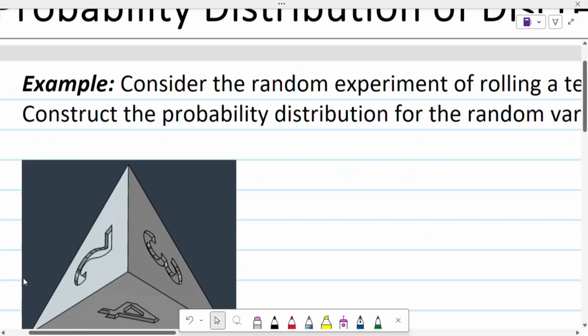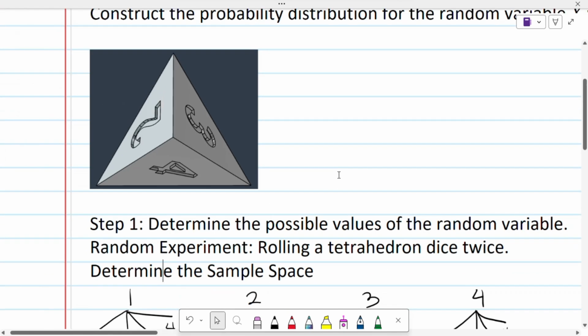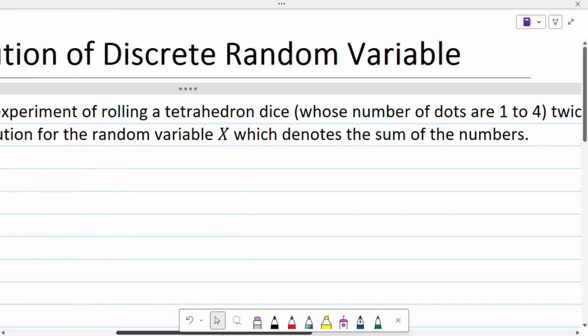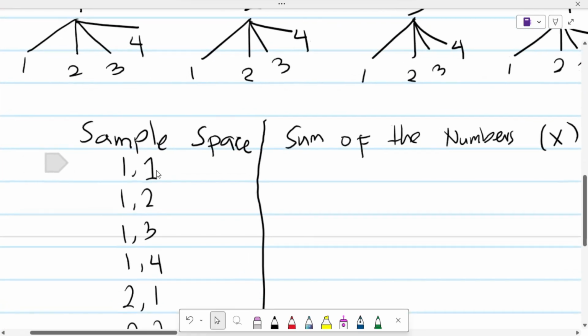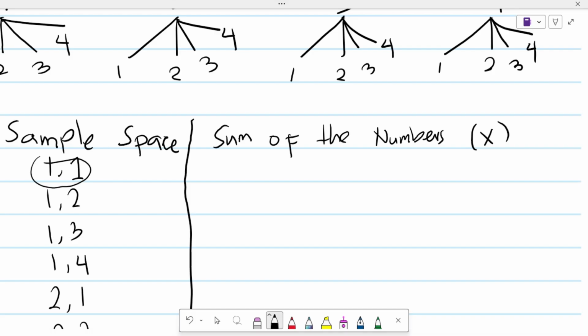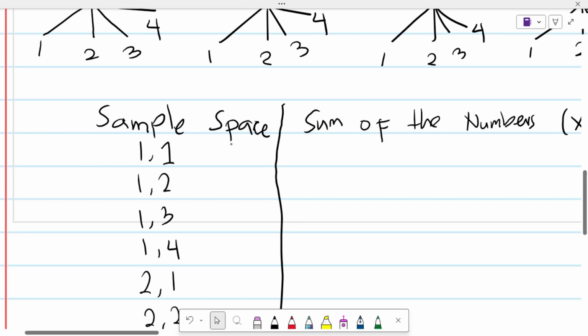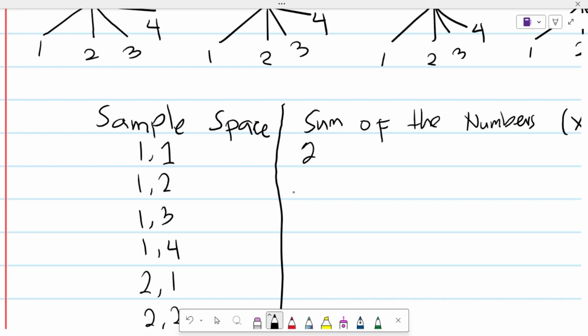Let us look at our example. The random variable x here denotes the sum of the numbers. So meaning, for each outcome in our sample space, we are going to add the two numbers. 1 plus 1 is 2. 1 plus 2 is 3. 1 plus 3 is 4. 1 plus 4 is 5.